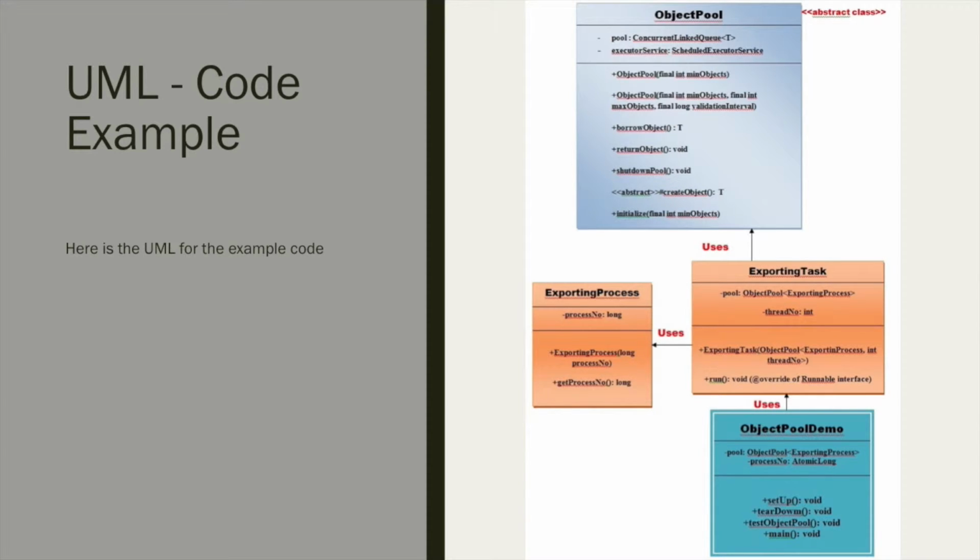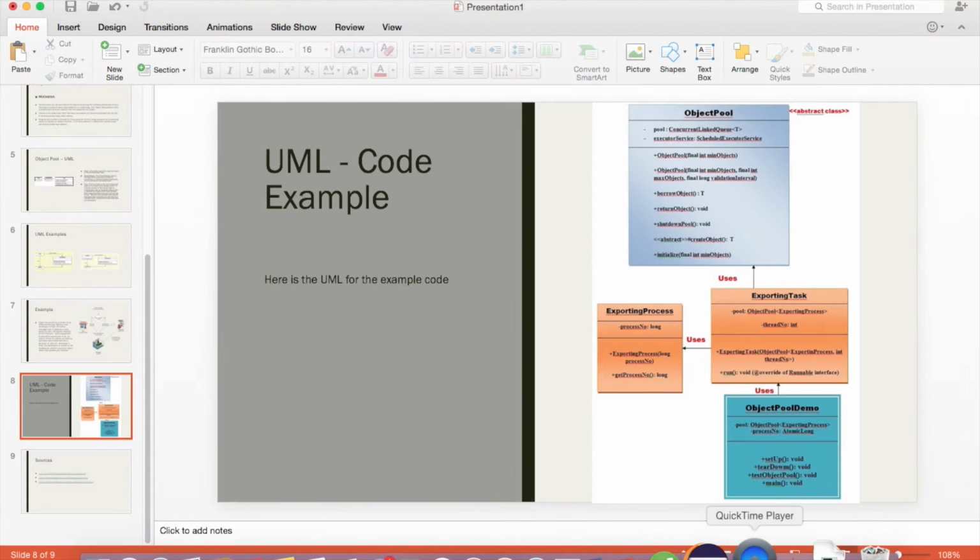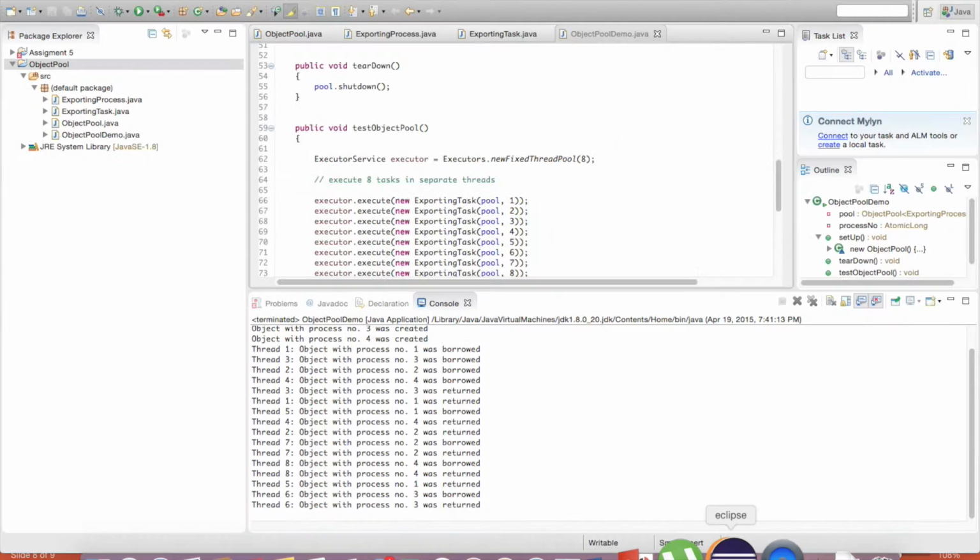Now exporting task pulls from the object pool, and it just uses a thread number, which is an integer, and then exporting the task, which is an integer, and runs, which is a void function. Then the exporting task uses the exporting process, and the object pool demo pulls from the exporting task. So we can go here and go to the code.